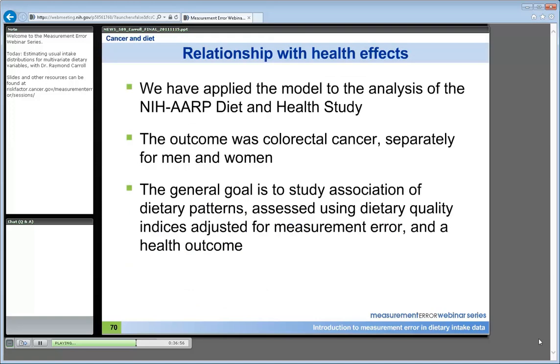Okay. And then finally, I want to give a few brief results about epidemiology. We've applied the model to the analysis of the NIH AARP Diet and Health Study. And our outcome was colorectal cancer. And we've done this analysis separately for men and women. And what we want to do is study the association of dietary patterns using dietary quality indices such as HEI 2005, adjusted for measurement error and day-to-day variability, and the health outcome, namely colorectal cancer. So this is our goal. But the key point is we want to get the dietary quality indices effect after adjusting for measurement error.